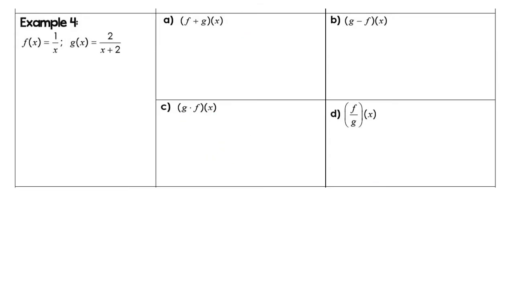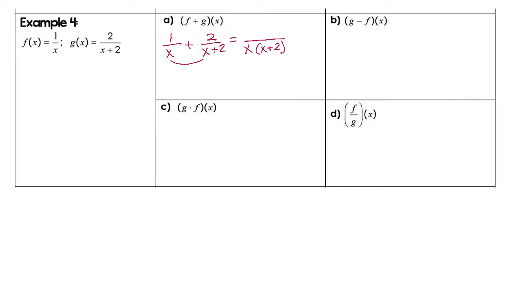In example 4, we have f plus g of x. So we have two fractions now. So we have 1 over x plus 2 over x plus 2. And we know a fast way to add those fractions. In the denominator, we're going to multiply these, and really we're just going to write them side by side for the time being. And then in the numerator, you're going to cross multiply.